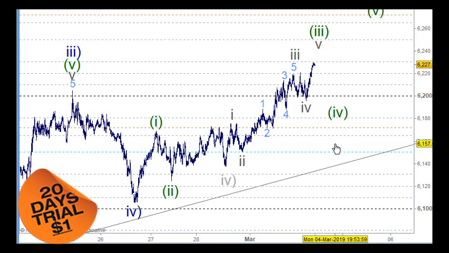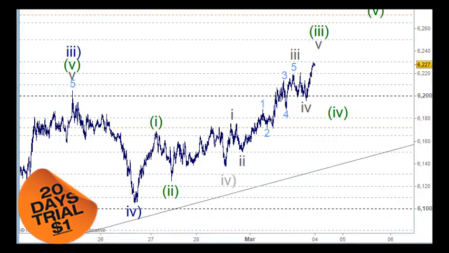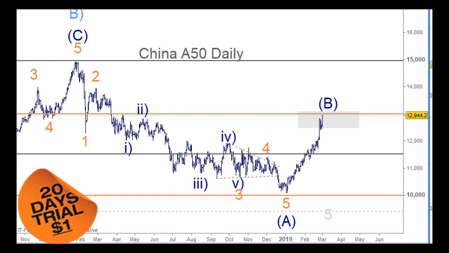One thing that I do want to talk about is copper, because copper has been one of the catalysts for pushing the markets higher with the US-China trade war going on. Let me find China. I haven't seen that for a while. Here we go. So China's moved up quite strongly here at the moment.